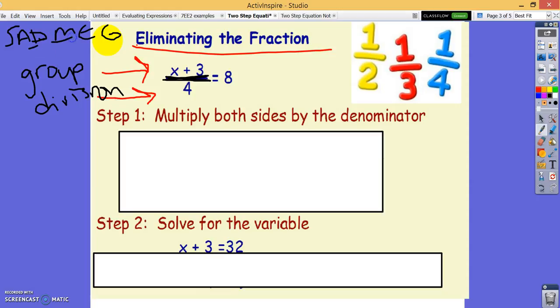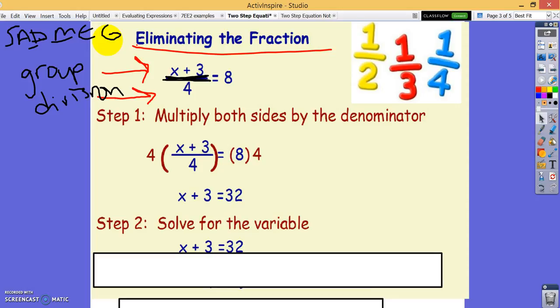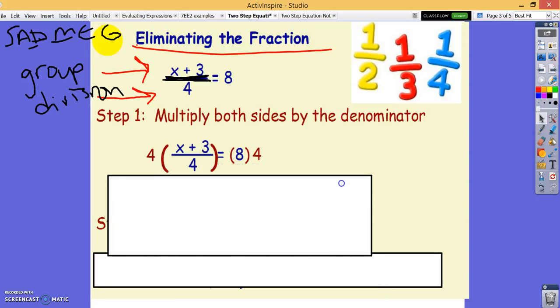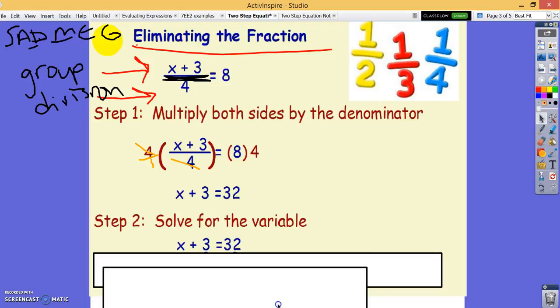Multiply and divide, though, I do see this division by 4. So the very first step in this particular problem is that we're going to multiply both sides by the denominator. In other words, I'm going to multiply both sides by 4. When I multiply both sides by 4, this is really 4 over 1, so these cancel out. And then the right-hand side becomes a 32. So it's going to say x plus 3 equals 32.